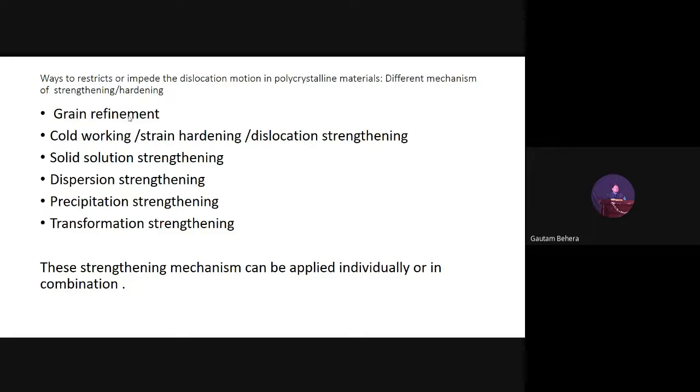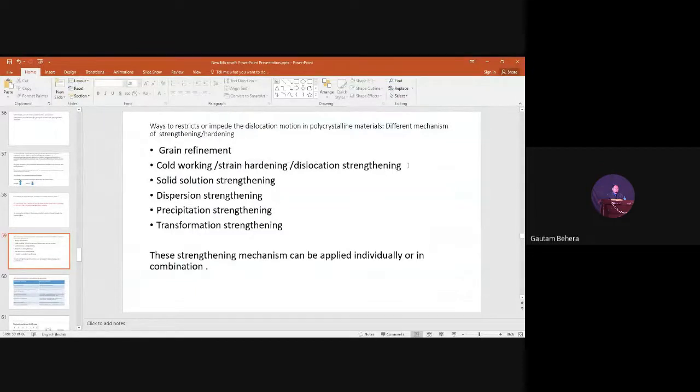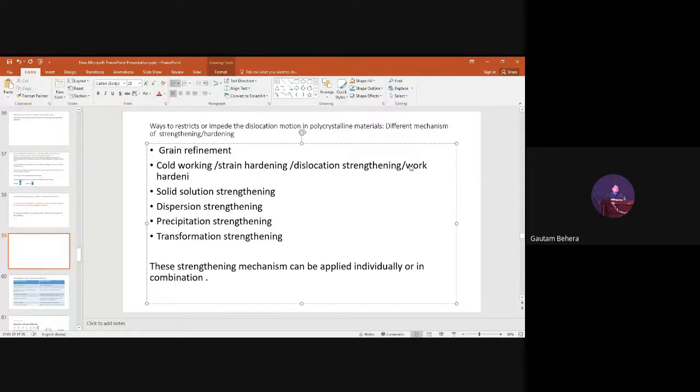First one is grain refinement. Grain refinement means refining the grain size, by reducing the grain size. Second one is cold working, by doing cold working on the materials, that is, by doing strain hardening, or dislocation strengthening, right? This is also called work hardening. So just by doing cold working, that is strain hardening, dislocation strengthening or work hardening, you can increase the strength of the material.